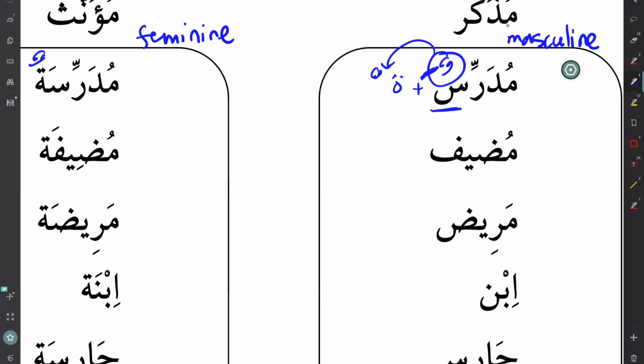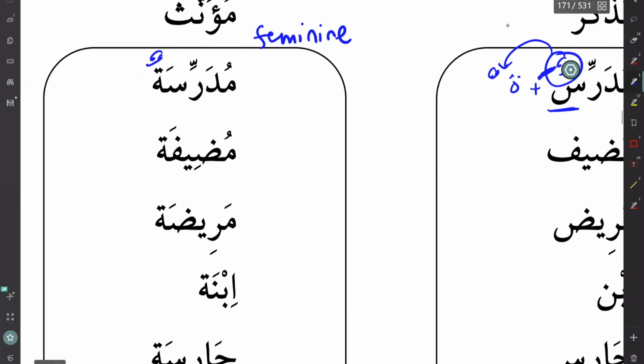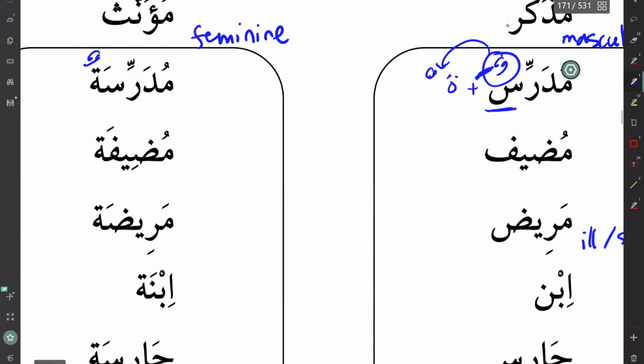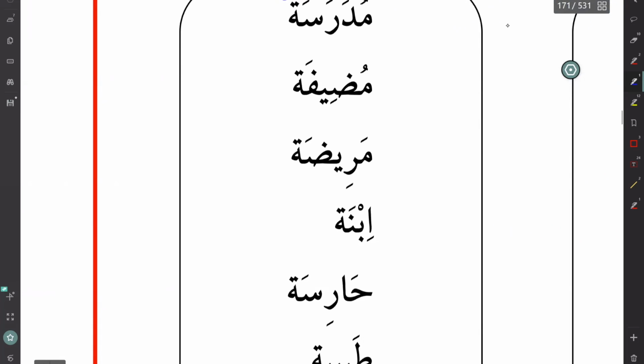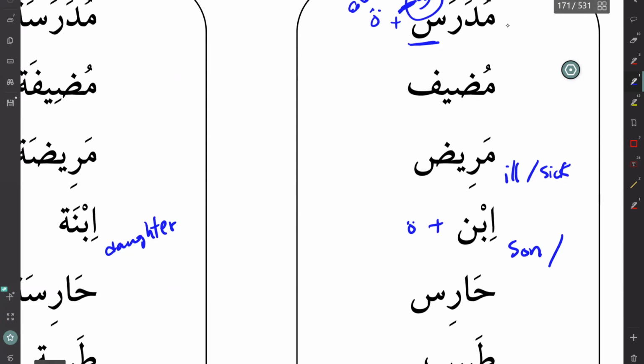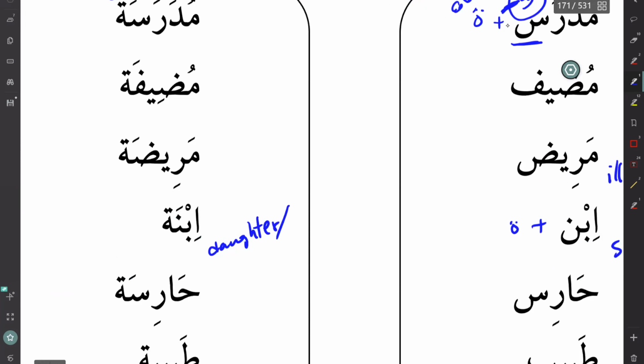Marid is a sick or ill person. Okay, sick. How do you refer to a female sick person or female patient? You say maridatun. Okay, ibnun is son. So what would happen if you add ta marbuta? It would be a daughter. Okay, so you have ibnatun. Ibnatun is a daughter. Okay, and both of them, it can mean son or boy. So in that context, it can mean also a girl.